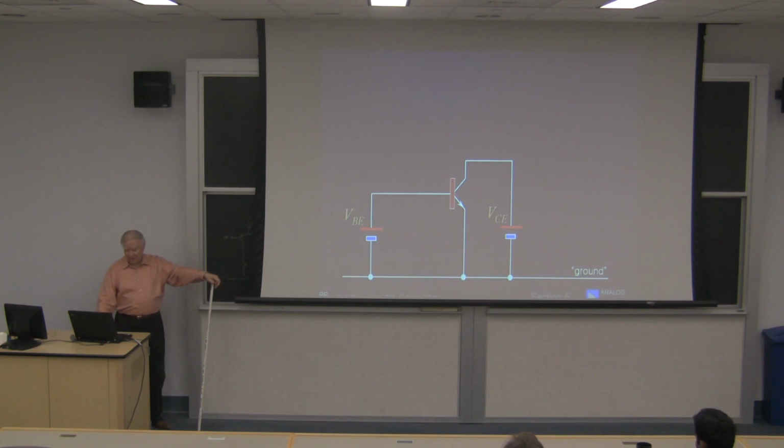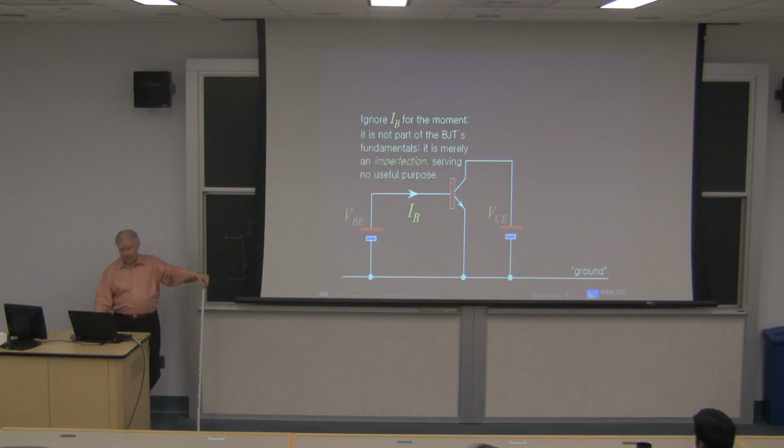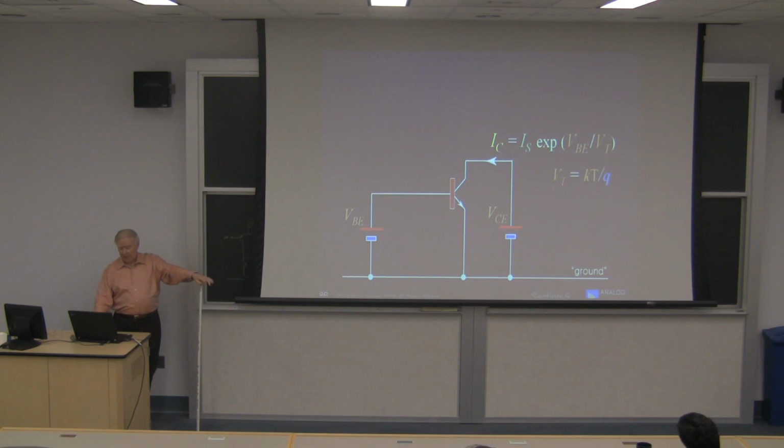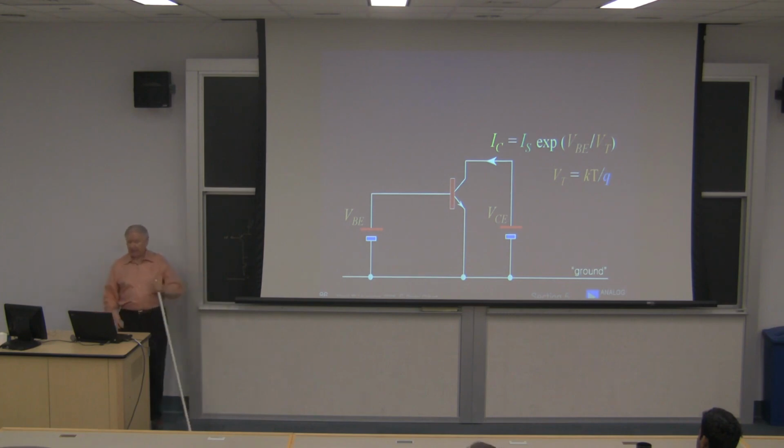There's our grounded emitter transistor with some voltage source, in this case, driving the base, and some collector voltage, VCE. We ignore the base current. And we know from some pretty fundamental reasoning that the collector current is equal to the saturation current, that mysterious current we talked about before that's so tiny, times exponential VBE over VT, or kT/q if you like. So that's the beginning of it.